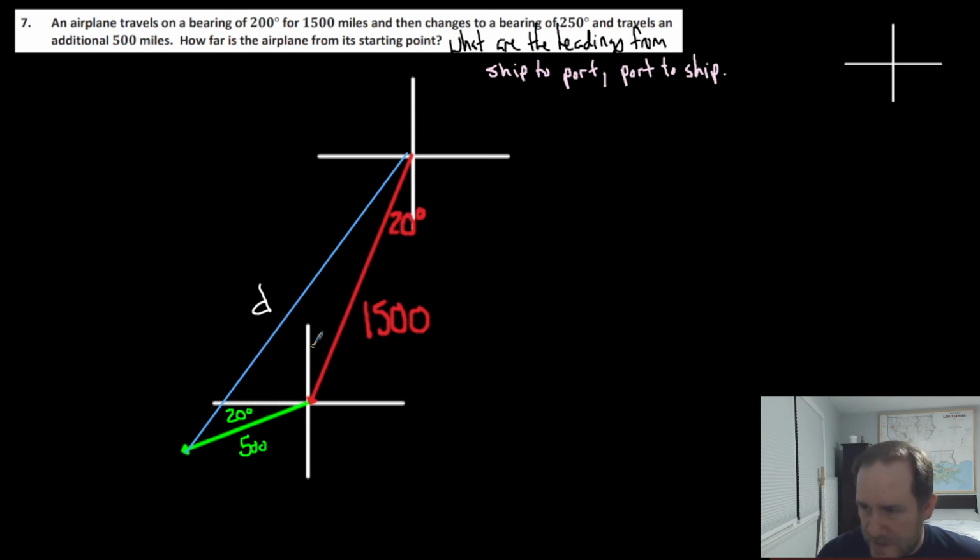And then this other guy is also 20. And the guy in the middle is obviously 90. So we know that this big obtuse angle is 90 plus 20 plus 20, aka 130.